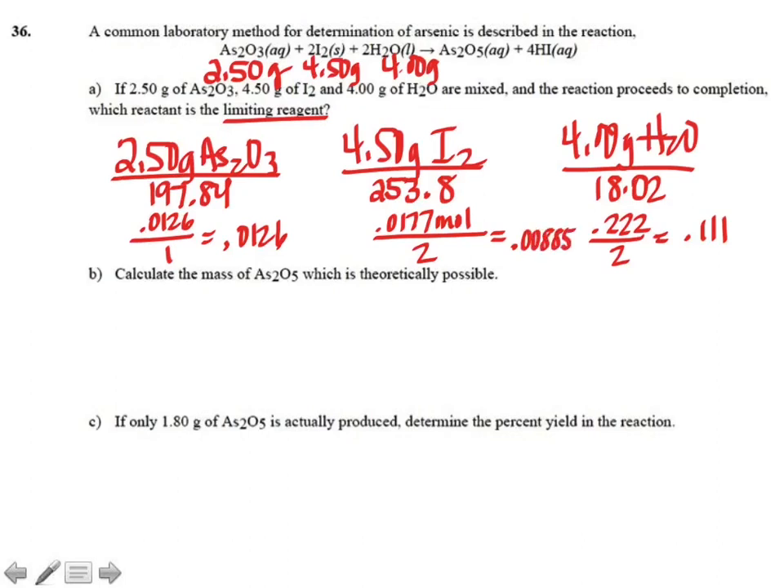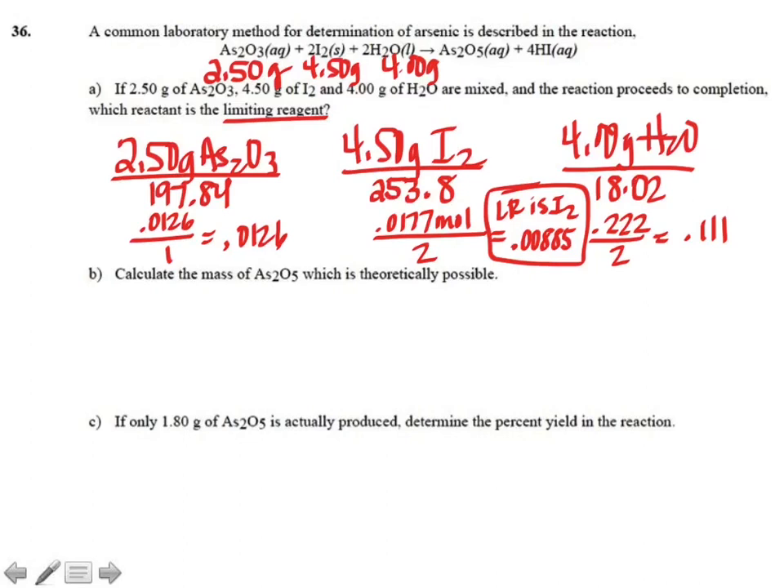0.00885. So who is the limiting reactant? Iodine. So our first answer is the limiting reactant is I2. Next, calculate the mass of arsenic pentoxide which is theoretically possible.